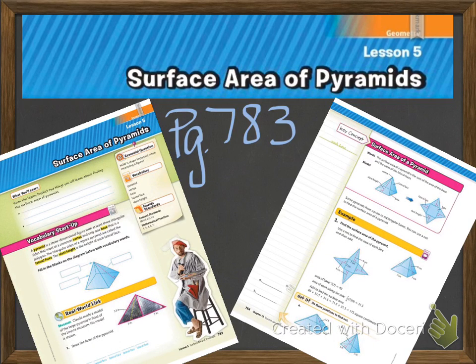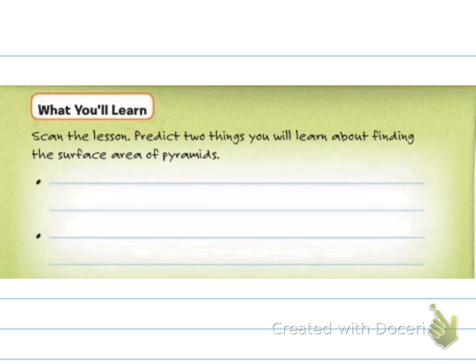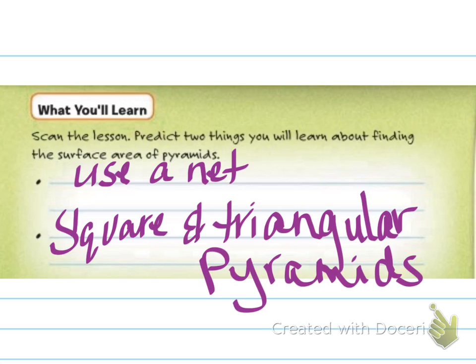Alright guys, I'm back. We're doing 10.5, Surface Area of Pyramids, page 783. Scan through the lesson and predict two things that you're going to learn about finding the surface area of pyramids. So do that now, pause the video. Some things that you might have mentioned is that it's going to talk about using a net, and that you're going to look into finding out about square and triangular pyramids and find the surface area for each of those.